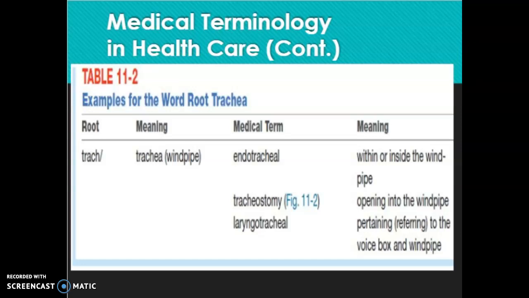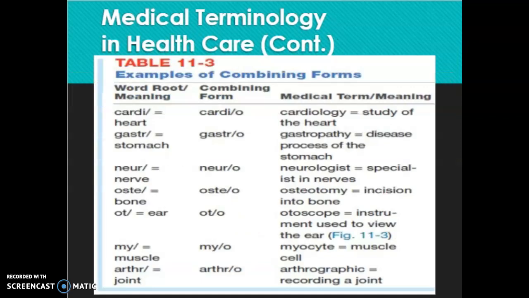Trach, the root of it is trach, meaning windpipe. Endo is a prefix that means within, so endotracheal means within the windpipe. Ostomy is a suffix that means an opening, and so tracheostomy is an opening in the windpipe. Larynge is a root word that has to do with the voice box, so laryngotracheal is the voice box as well as the windpipe. And then we have a lot of root words.